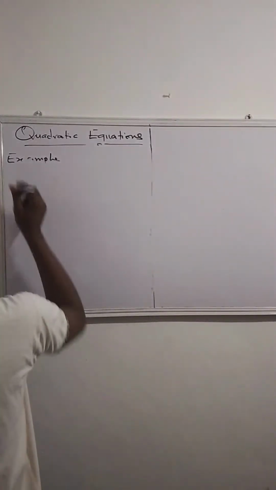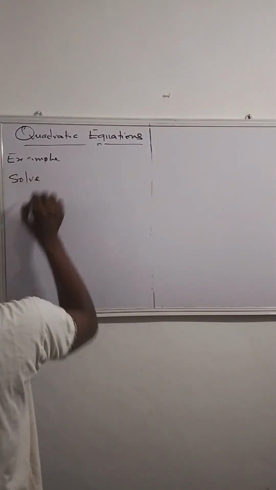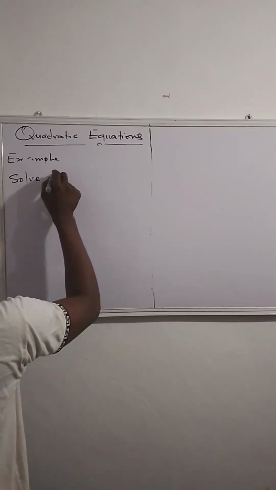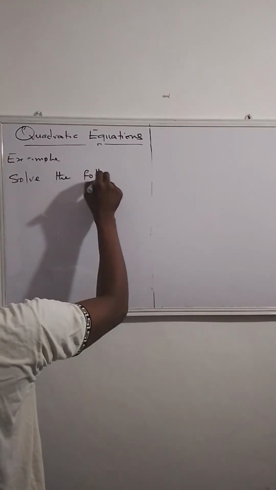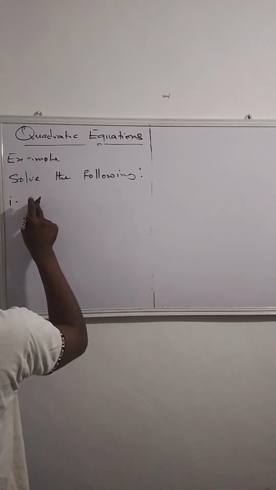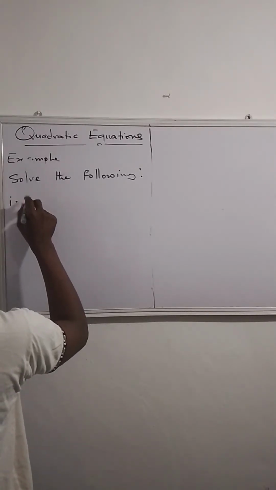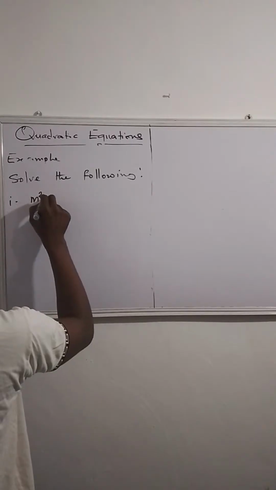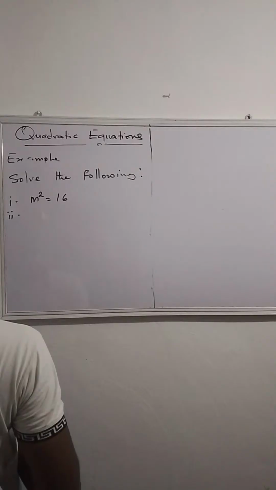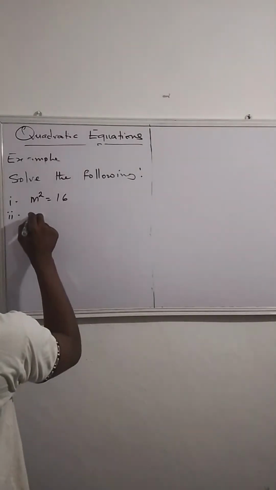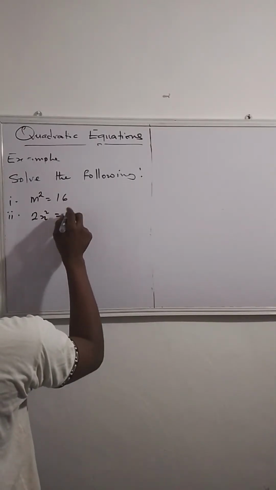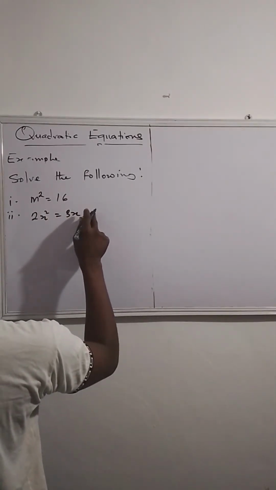Okay, solve the following. The first one, we have m squared equals to 16, while the second one, we have 2x squared equals to 3x plus 5.